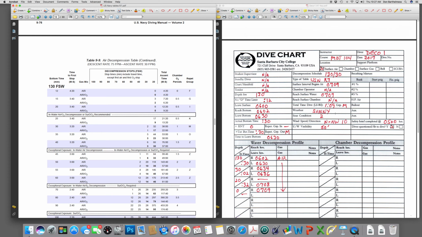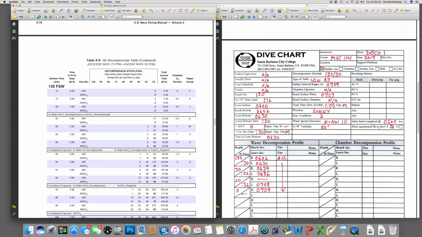I can fill in subsequent information here, whether I make it up: it's a sunny day, sea condition Beaufort scale of 2, wind speed north-northwest at 10 knots, visibility 50 feet. Safety briefing completed at 0500 hours. That's your job safety analysis.